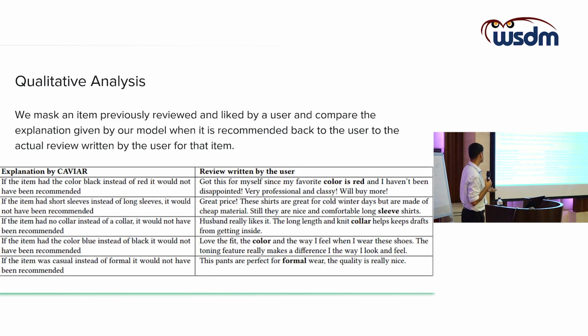It's a qualitative analysis of our explanations. So what we did was we masked an item which the user had previously reviewed and liked. And when that item was re-recommended to the user, we tried to see what our explanation for that was. So this user had given a review. He got it because his favorite color was red. And our explanation says if it had color black instead of red, it would not have been recommended. And the rest of them are similar to that.